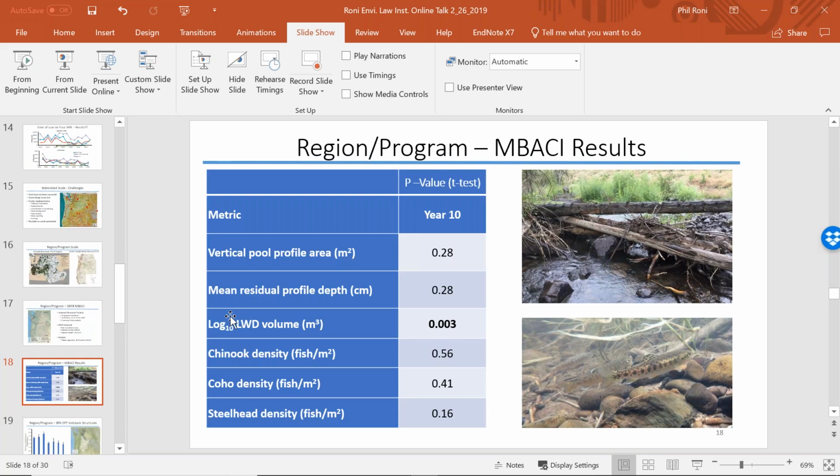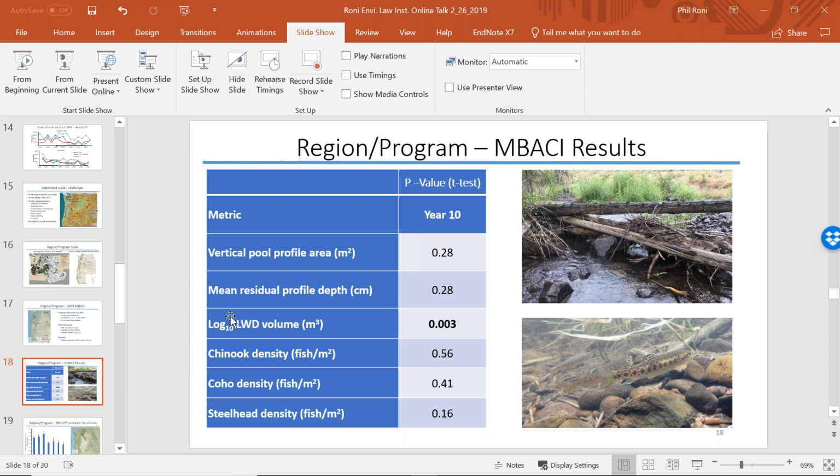Really, the results of this one were pretty underwhelming in that none of the metrics really showed a response to restoration, except for large wood placement. But the main treatment occurring was placement of large wood, so that's not really a response. That's something that, if it didn't happen, it would be shocking.